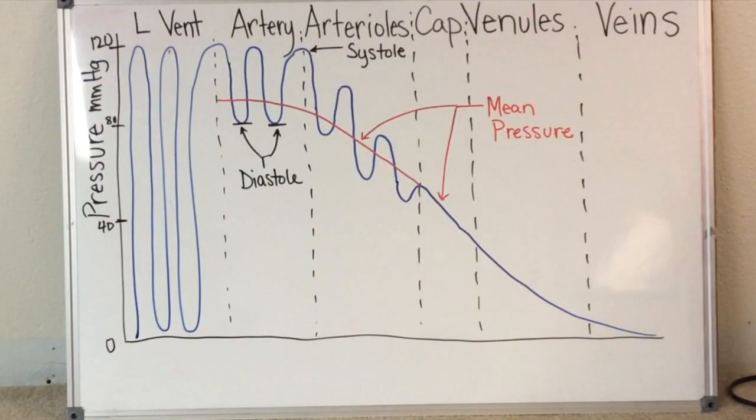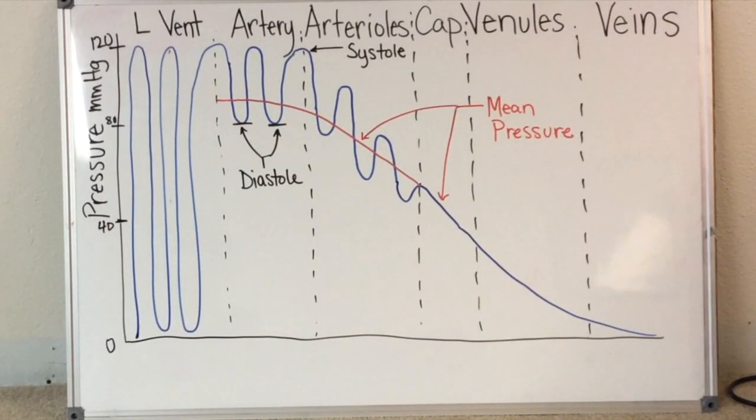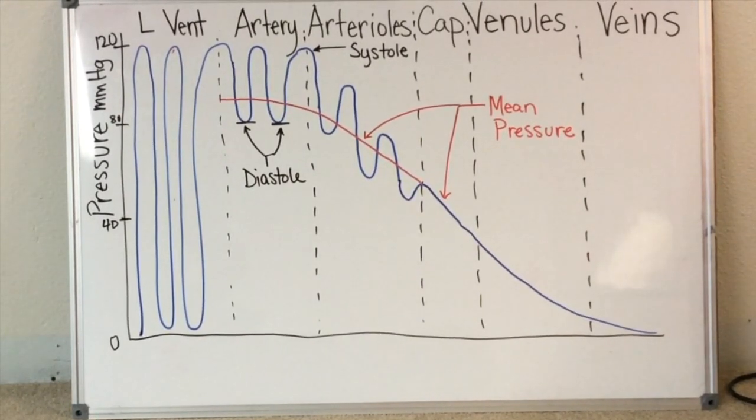You can also see by the red line that then blends in to the blue line in the capillaries, venules, and veins, the mean pressure. The mean pressure is the average amount of pressure exerted on the vessels because diastole takes a longer amount of time in comparison to systole, and therefore the mean pressure is lower on the graph than splitting them in the middle.